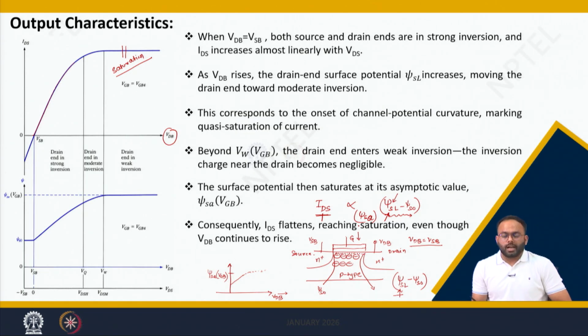As we know that this psi SA is a function of VGB, it means if we really want more current, then we need to increase VGB. If we increase VGB, the surface potential increases and the saturation point will also shift, and the amount of the current is also increasing.